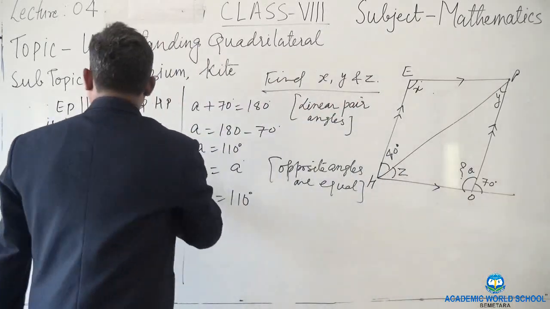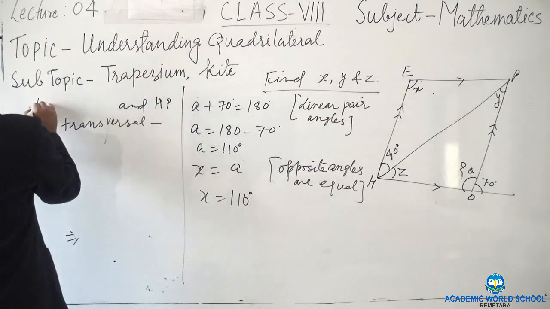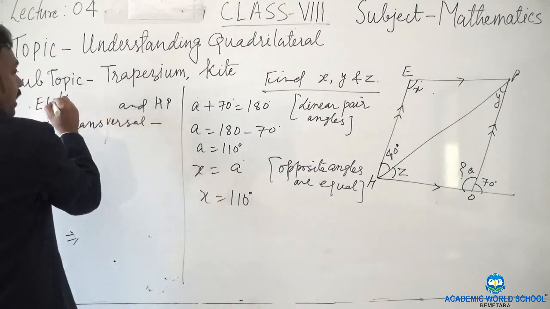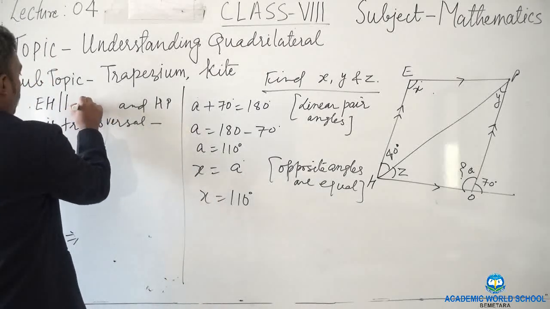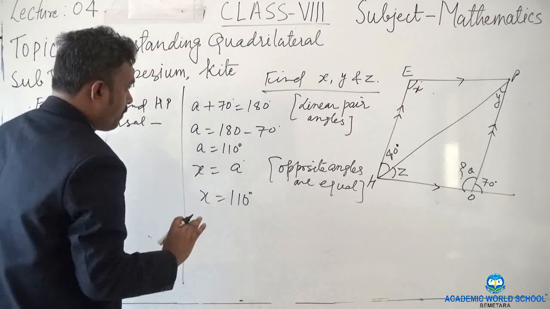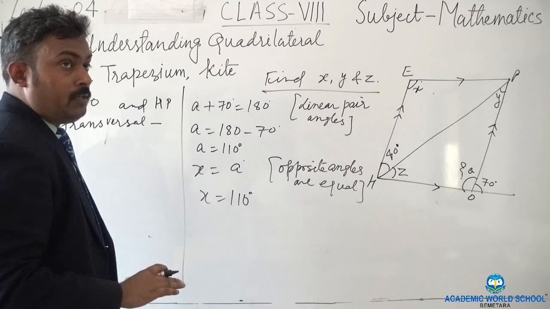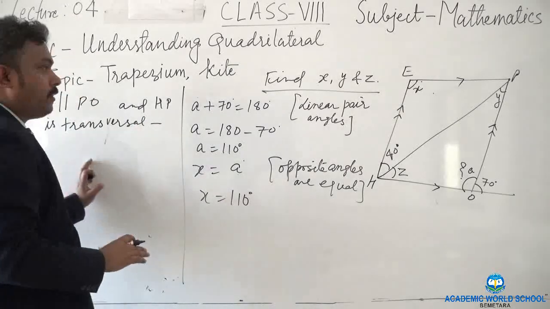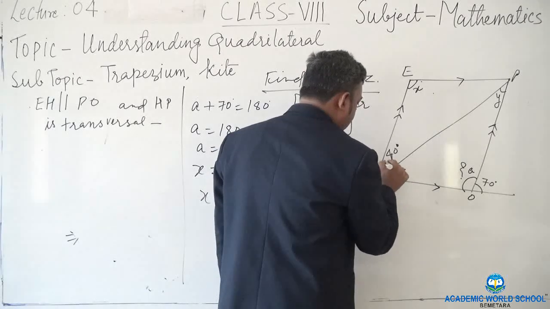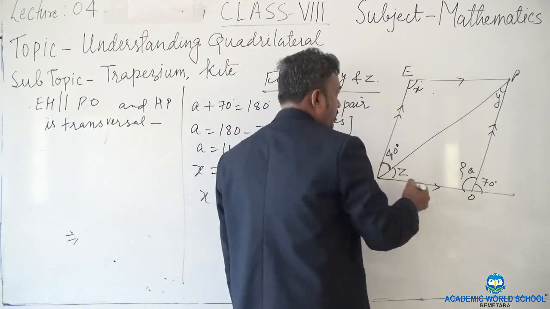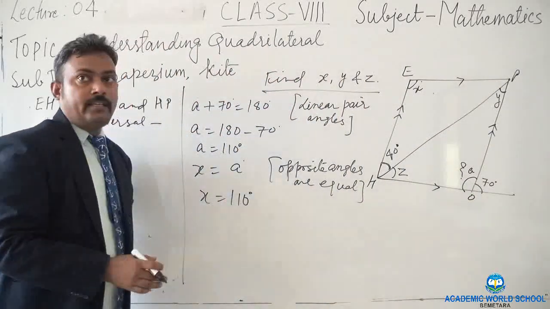Okay, sorry. To find Y, we will not take EP, we will take EH parallel to PO, and the transversal will remain HP. Okay, EH parallel to PO and the transversal will be HP. So let's see, what kind of angle is this, angle 40 and angle Y? What relation do they have?